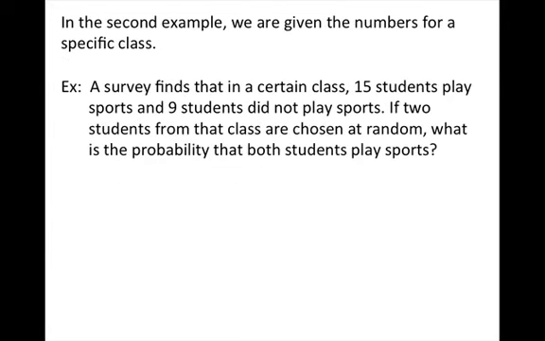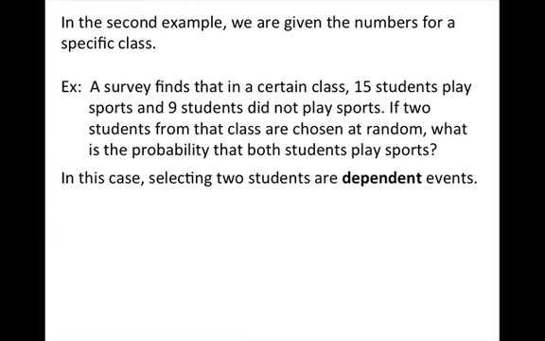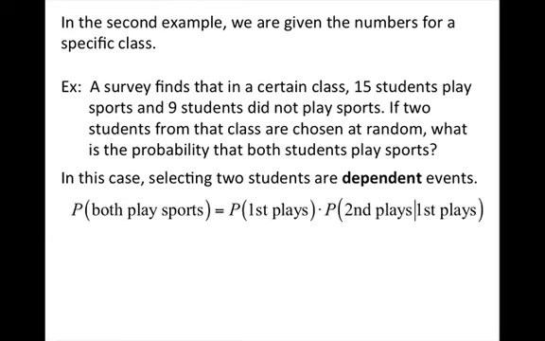In the next example, I'm given statistics that are specific to a class. A survey finds that in a certain class, 15 students play sports and 9 do not. If 2 students from that class are chosen at random, what is the probability that both students play sports? So this time, the 2 students are dependent events. The probability that both play sports is equal to the probability that the first plays times the probability that the second one plays given that the first one has already played.